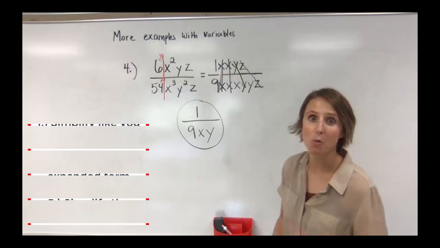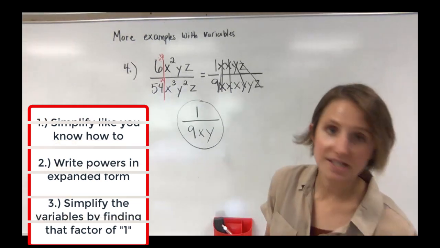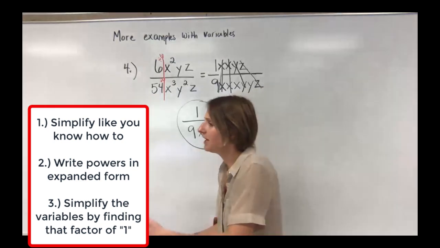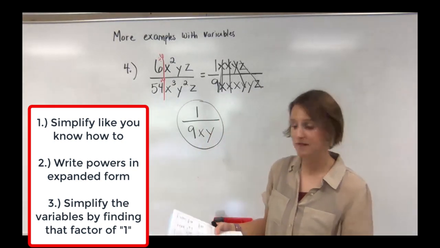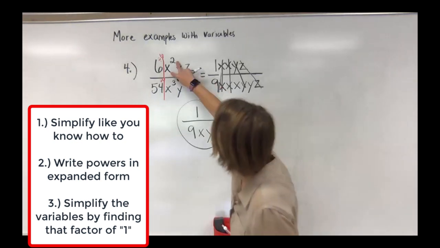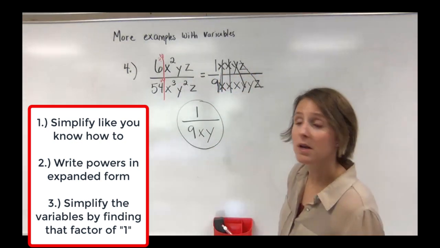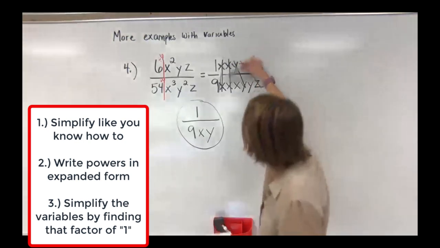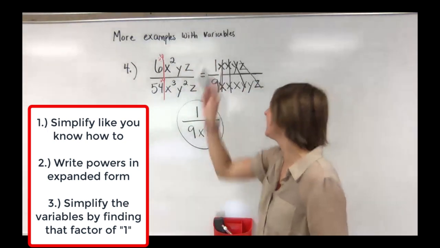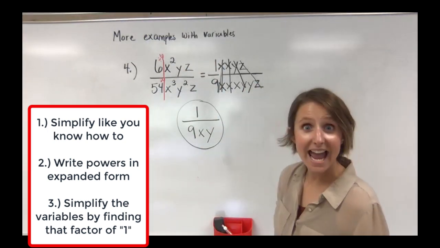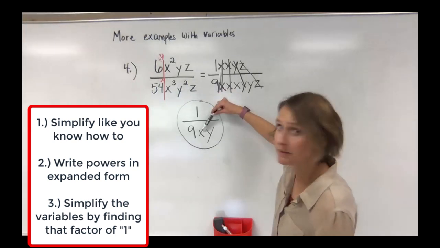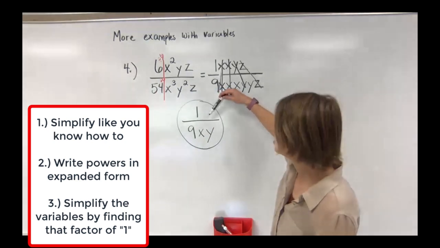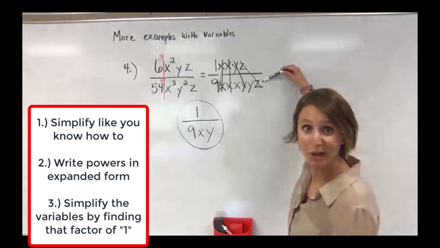Take a moment to think about what we just did, right? We simplify like we know how. The 6 and the 54, I know how to simplify that. I'm thinking of what is a common factor between those two values. Then, if we had powers, we wrote them in expanded form so that we could look for that factor of 1. Where I have an x on top divided by an x on the bottom, I can create that factor of 1, meaning it's gone. I cancel it out of there. And again, if I have an x on the bottom in my final answer, I shouldn't have an x on the top. If I have a y on the bottom in my final answer, I shouldn't have a y on the top. My z's canceled out altogether.